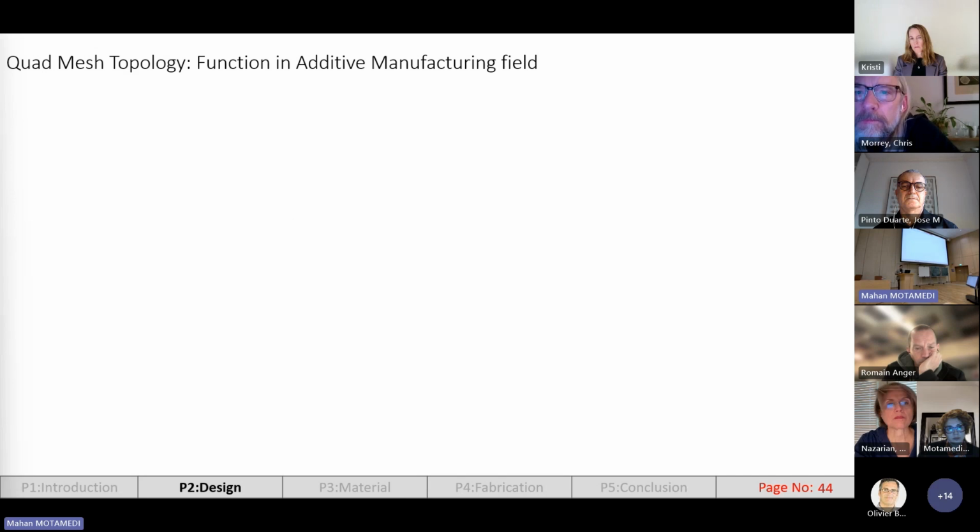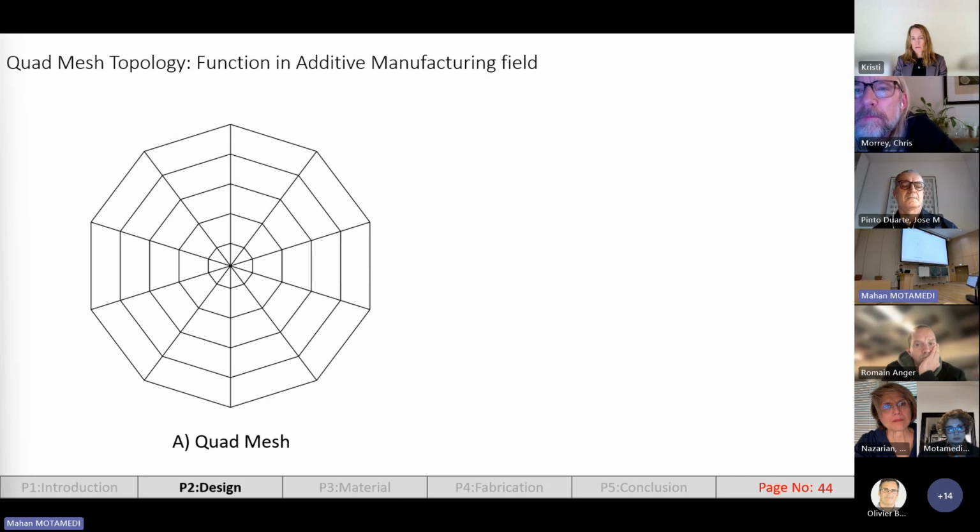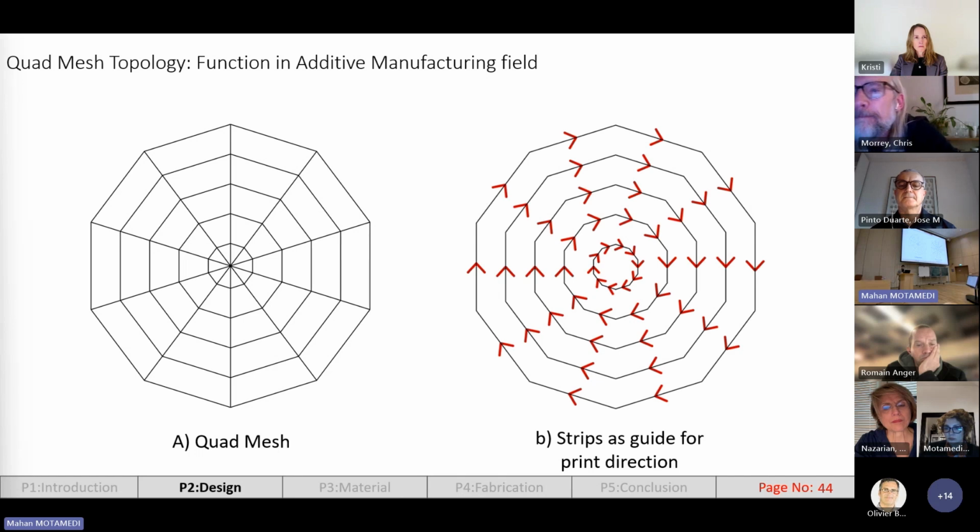The mesh quad topology in the field of patching grammar can serve in two manners. First, for defining the topology of the multi-vaults. Second, in order to define the print direction or print path of each patch. For example, here we have a decagon with the topology of the quad. And as you can see, if we take the strips of this quad, we can define a print direction for this boundary.